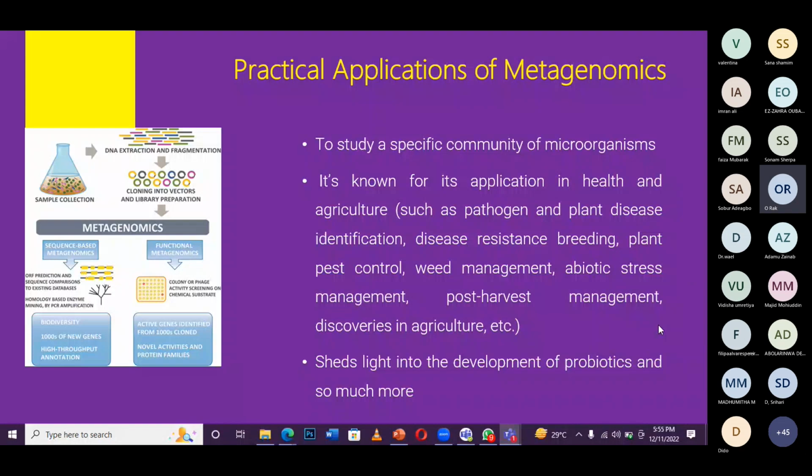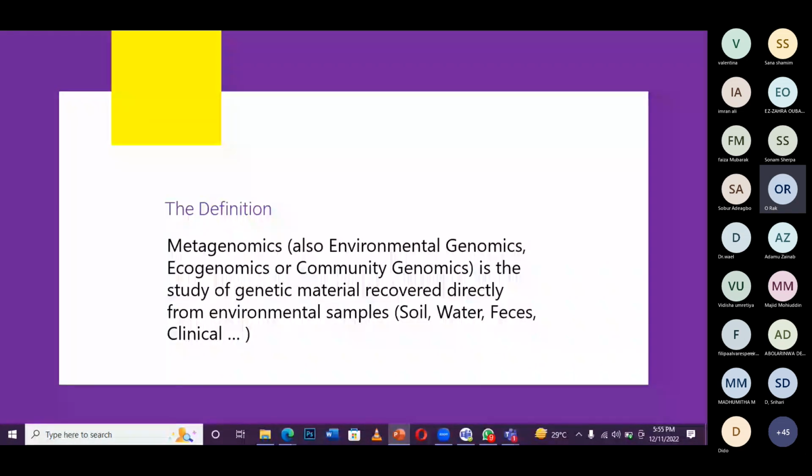Metagenomics is also called environmental genomics, ecogenomics, or community genomics. It's the study of genetic material recovered directly from environmental samples, such as soil, water, feces, and clinical samples. When it comes to water, it could be a pond, fresh water, or lake water. It could be any kind of water. When it comes to soil, it could be any kind of soil. When it comes to feces, it could be from man, poultry, cow, or any kind of animal.